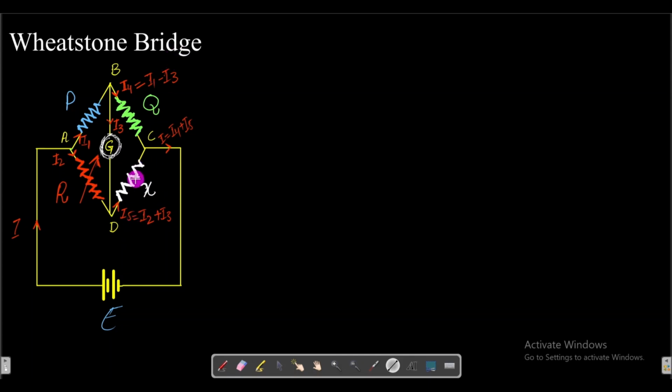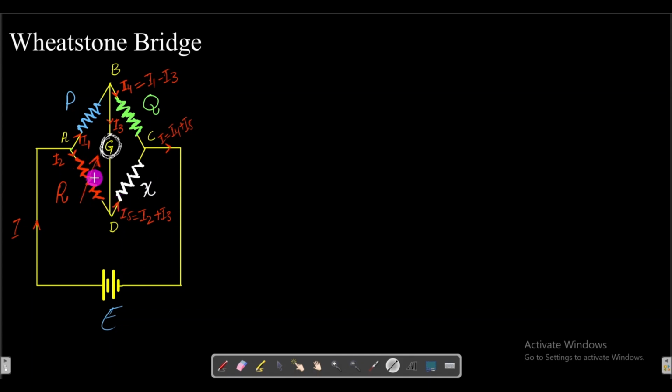So inside this circuit we have four resistors. The first one is labeled as P here, and this is the Q resistor, this is the X resistor, and this is the R resistor. This resistor is actually called the variable resistor, and this is the symbol for the variable resistor. The aim of this bridge is to find the resistance of the unknown resistor, which is labeled here by X.